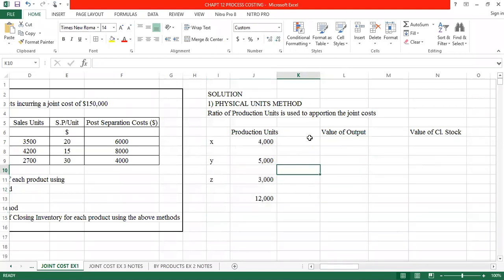Okay, so we have that. So what will be the value of output? The value of output will be equal to 4,000 times the joint cost, 150,000. You always need to identify the total, 12,000, to get the ratio, divided by 12,000. This one will be equal to 5,000 times 150,000. I hope it is straightforward. Divided by 12,000.